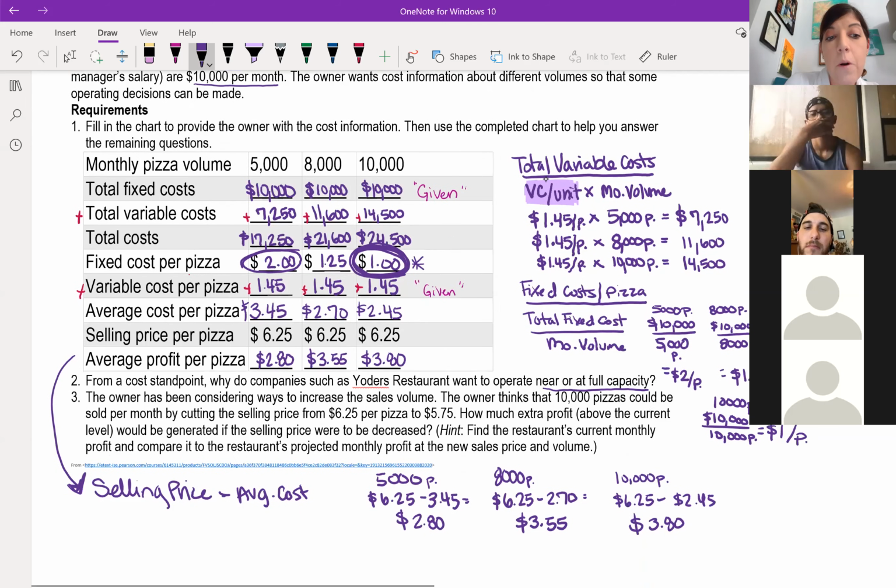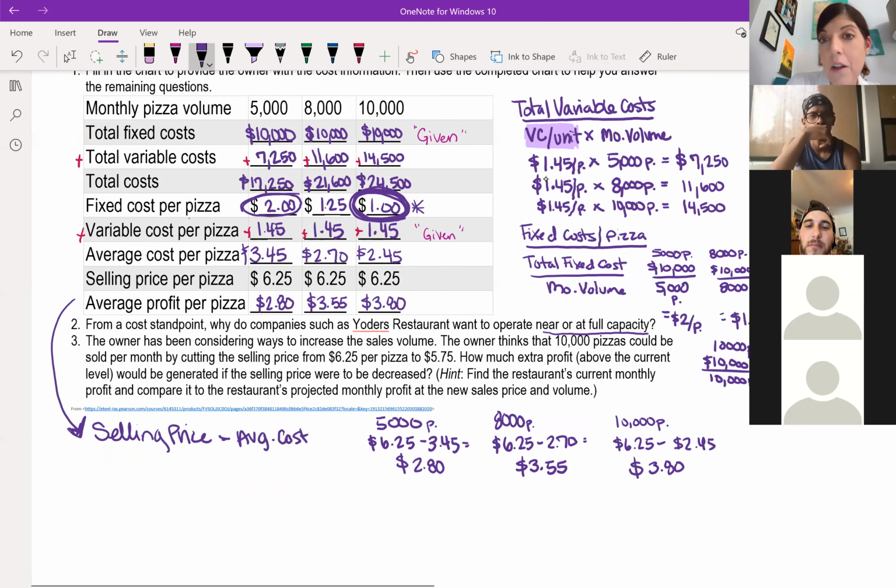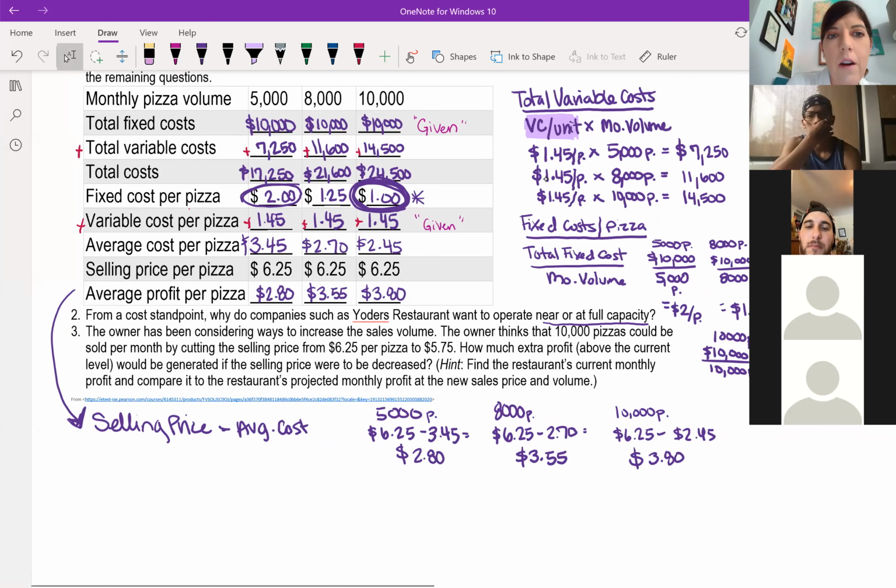For part 3, you have to do a calculation. And this is actually kind of getting you prepared for chapter 6 and then chapter 8, which we're going to talk about later in this class.